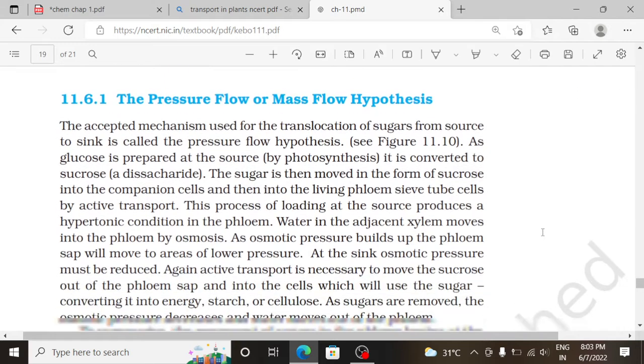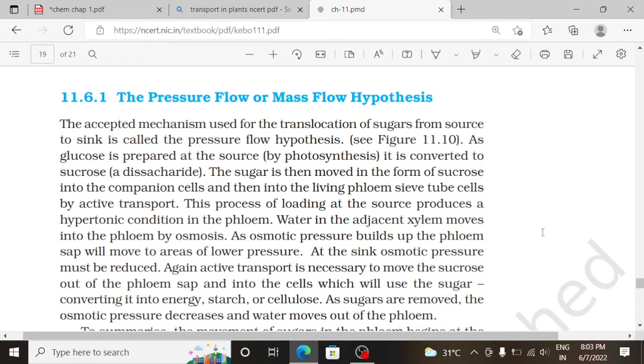The pressure flow or mass flow hypothesis. The accepted mechanism used for translocation of sugars from source to sink is called the pressure flow hypothesis. As glucose is prepared at the source by photosynthesis, it is converted to sucrose, a disaccharide. The sugar is then moved in the form of sucrose into the companion cells and then into the living phloem tube cells by active transport.